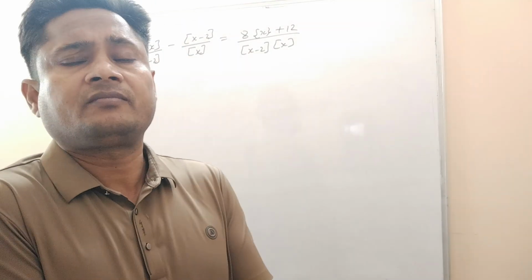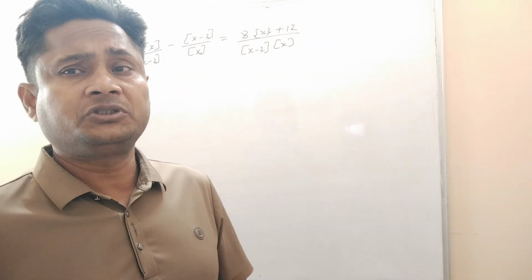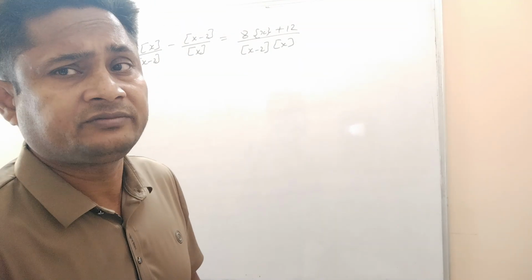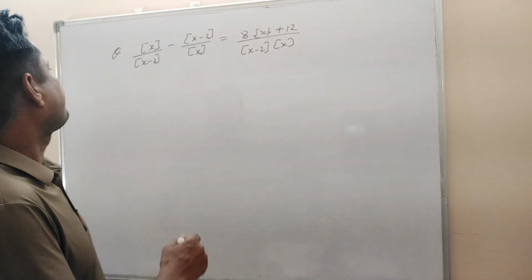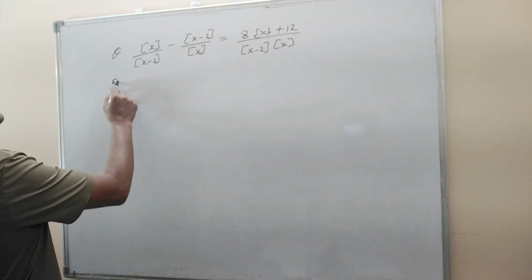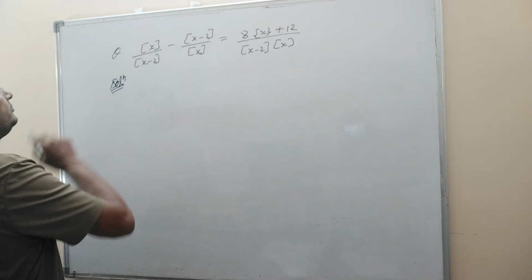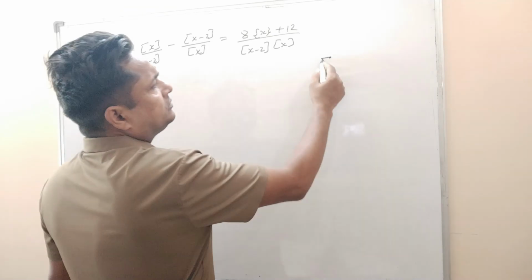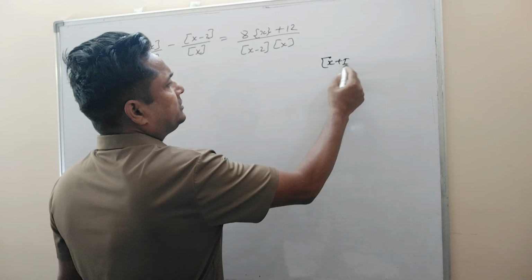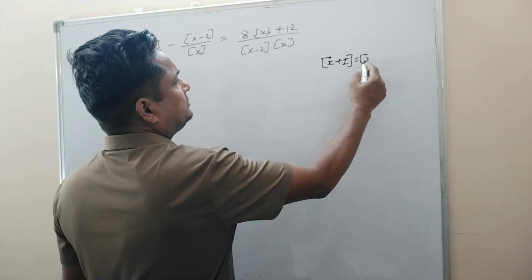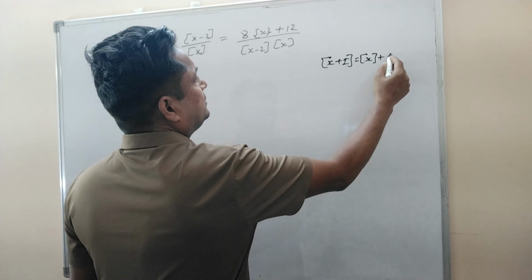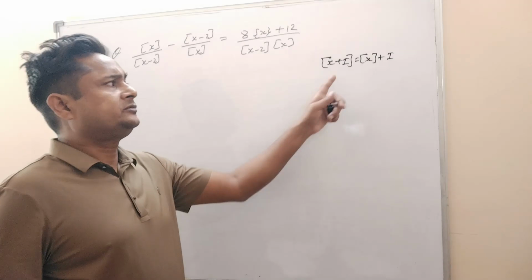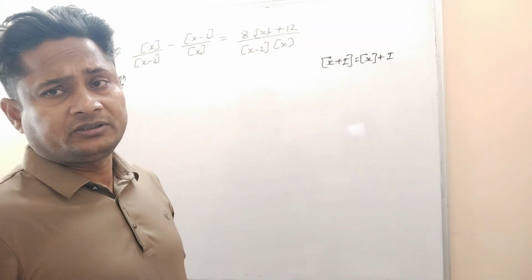We are discussing fractional function. Now let's discuss some more questions based on fractional function. Now we know the property of greatest integer: the greatest integer of x plus I is equal to the greatest integer of x plus I. This is the property of greatest integer.